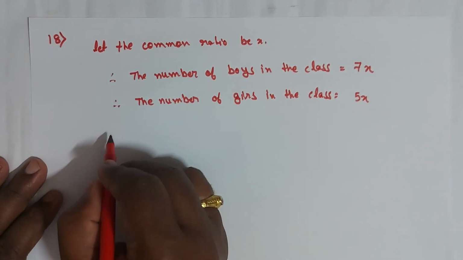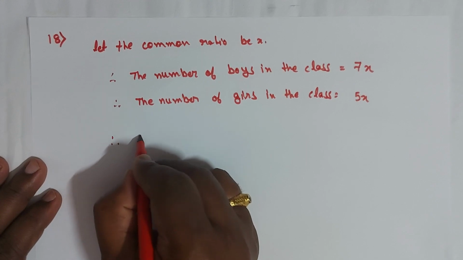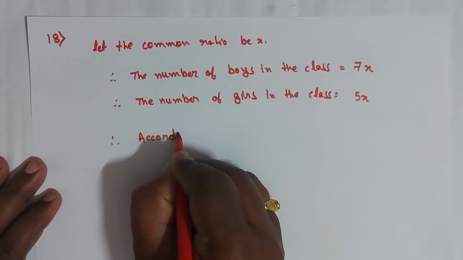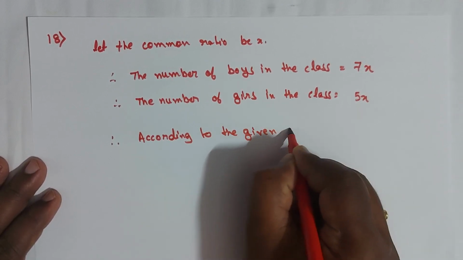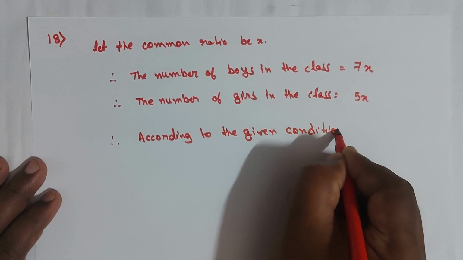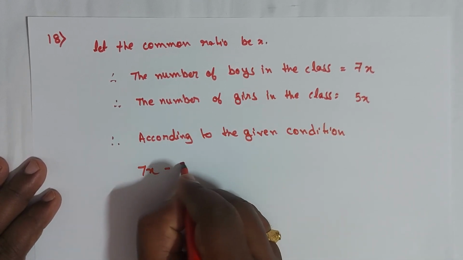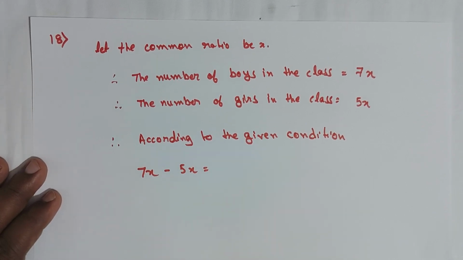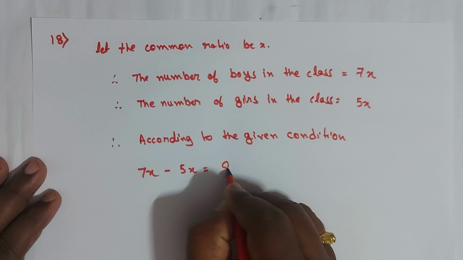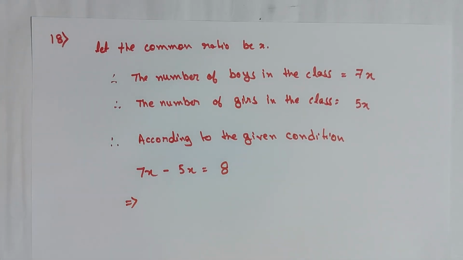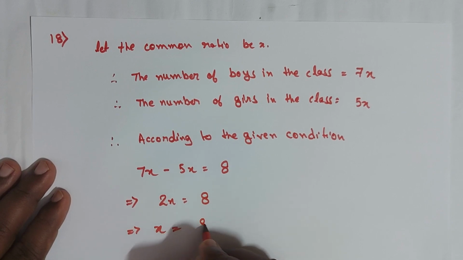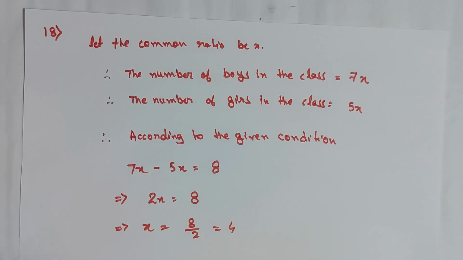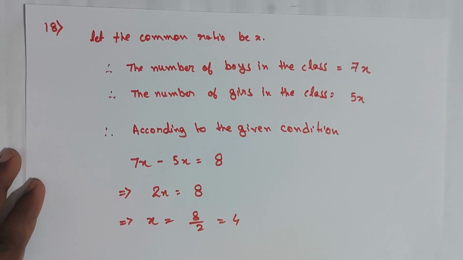So therefore, according to the given condition, 7x minus 5x equals, that is the number of boys minus the number of girls, equals 8. If I do the subtraction, then it will be 7x minus 5x, that is 2x equals 8, or x equals 8 by 2, that is 4. So the common ratio is 4.